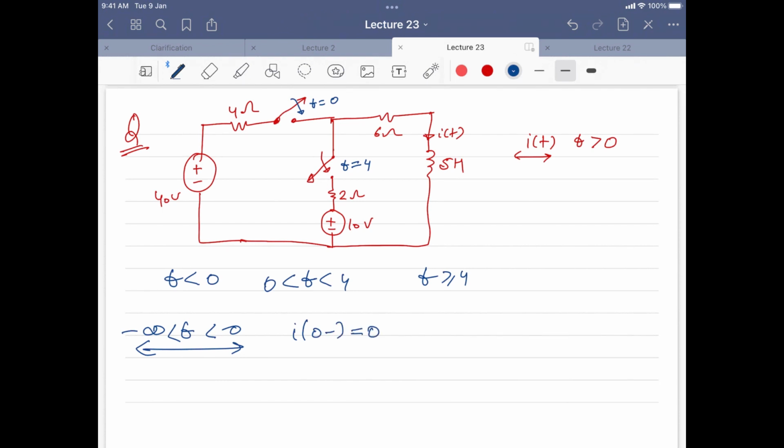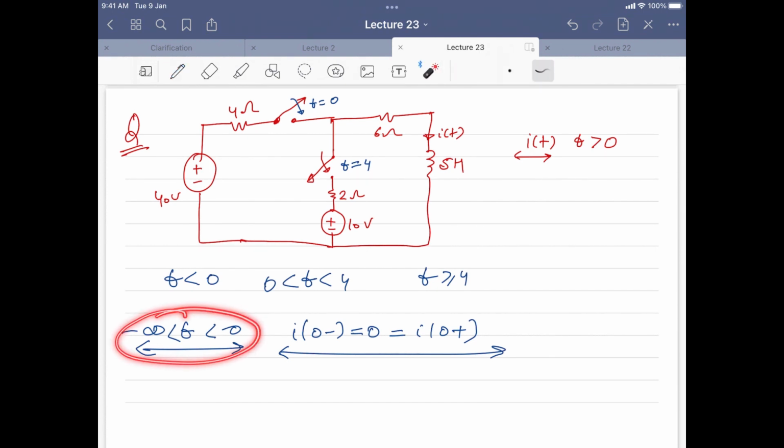And you know that the same situation will happen at I of 0 plus also, right? So you have to keep this in mind, because this is the boundary condition for the inductor. So from minus infinity to 0, you got this information, and you know that from minus infinity to 0, both the switches are off. So now things change when you are in between 0 to 4.